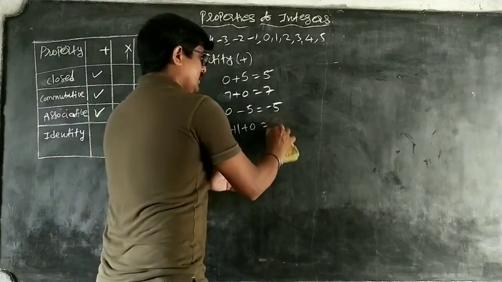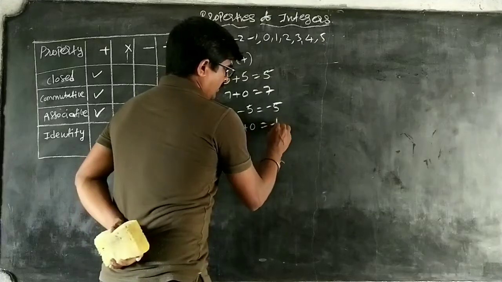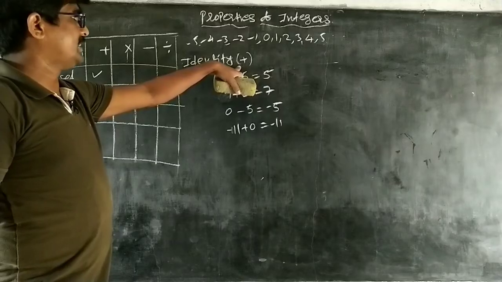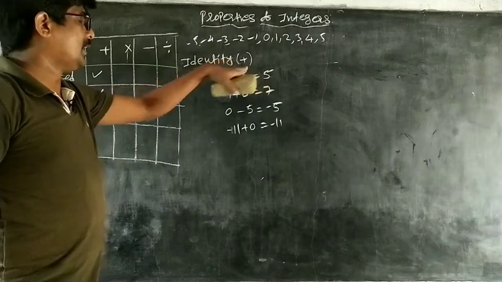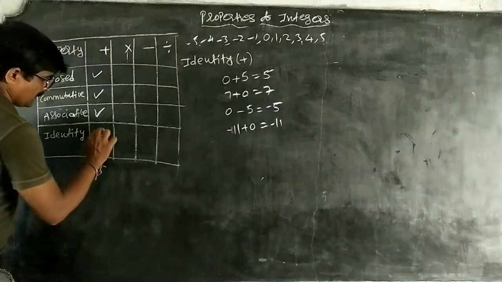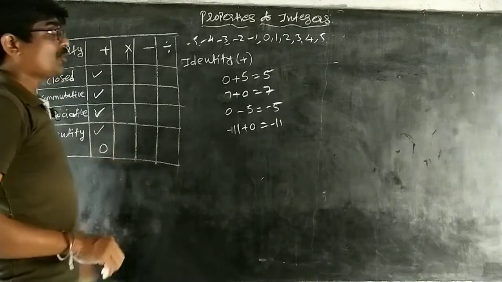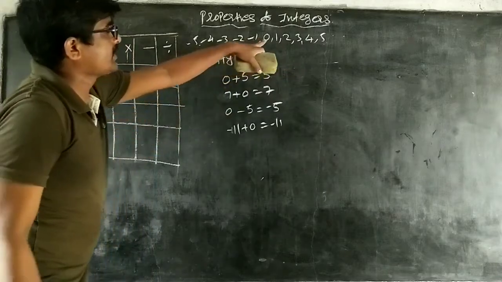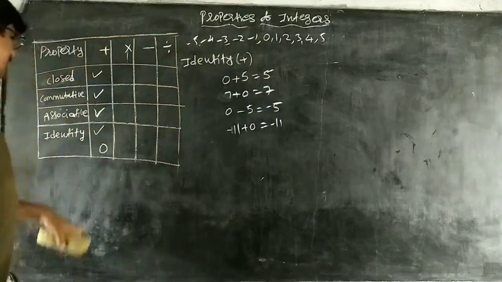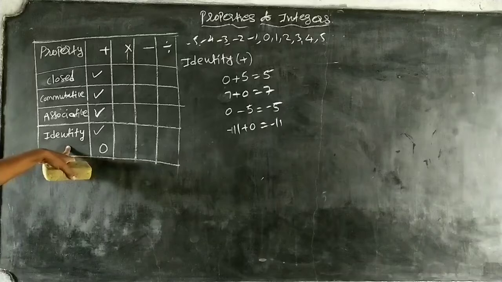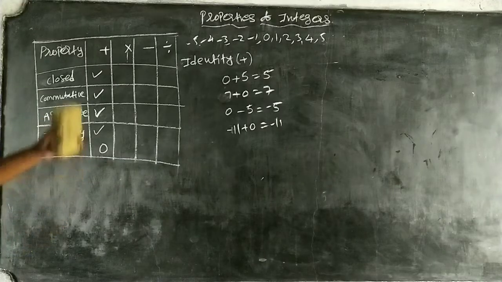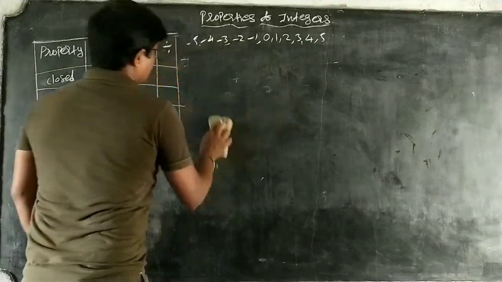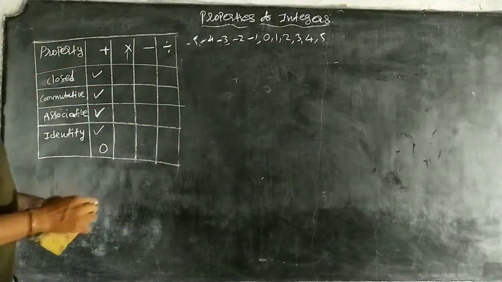The answer should be the same number. Then 0 is called the identity under addition. 0 is also an integer, so integers satisfy the identity property under addition. Now in the same way we go for multiplication. We check the same remaining properties for multiplication.